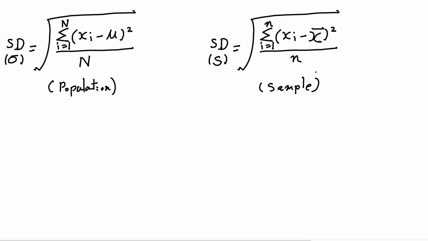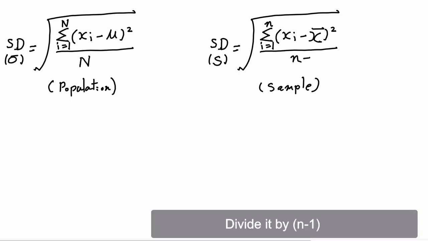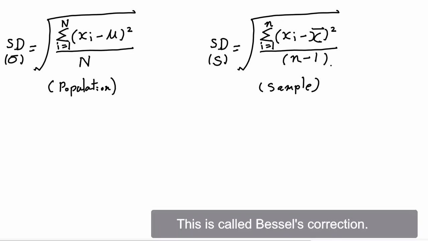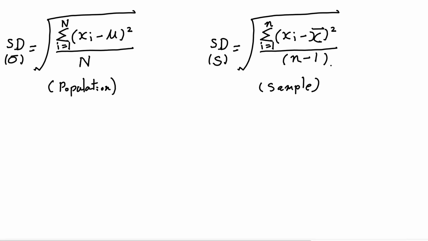The most fundamental difference in the formula is this. Instead of dividing the whole thing by n, when we're dealing with a sample, you divide it by n minus 1. This is called Bessel's correction. The reason for this is, if we divide the whole thing by n, it tends to underestimate the variance. In other words, the sample variance tends to come out smaller than the true variance of the population. So we need to make an adjustment, and it turns out dividing it by n minus 1 is a good way to correct for that bias.